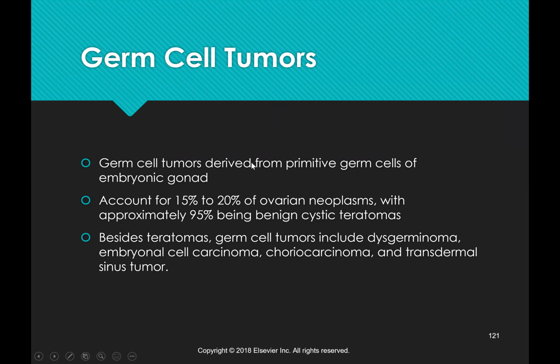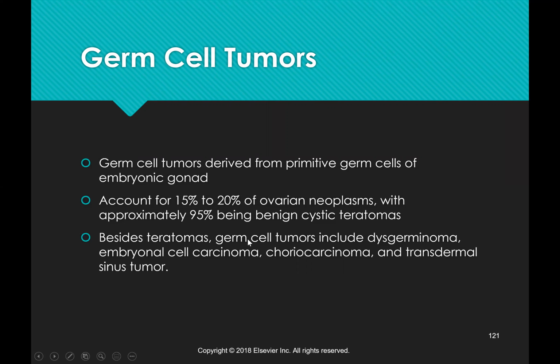So germ cell tumors derive from the primitive germ cells of the embryonic gonad. And they account for about 15 to 20% of the ovarian neoplasms, with 95% being benign cystic teratomas. So the dermoid cyst is actually the most common ovarian neoplasm. And I see dermoid cyst quite a bit, actually, more than anything else.